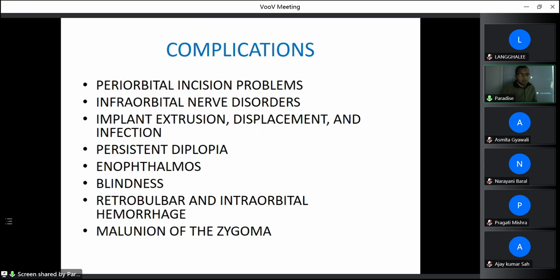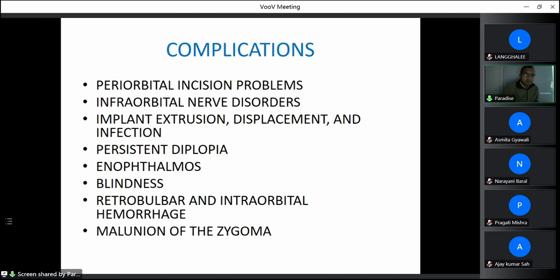Another complication can be blindness. During a surgical procedure, if you have traumatized the optic nerve, it will lead to blindness. During orbital floor reconstruction, you have to explore till the posterior wall, till the optic foramen where the fracture fragment is present. So you have to explore all the fracture fragments, then put the orbital mesh. And during exploration, if you injure the optic nerve, it will lead to blindness.